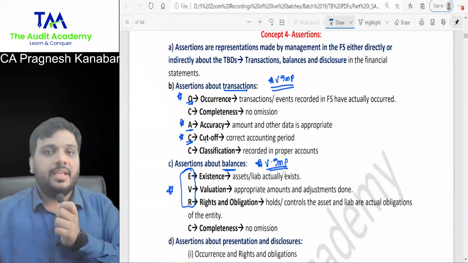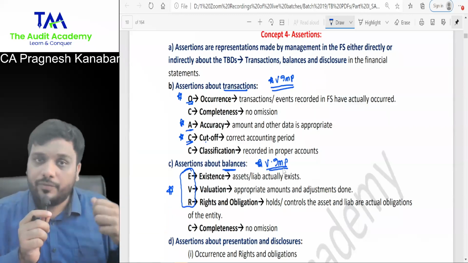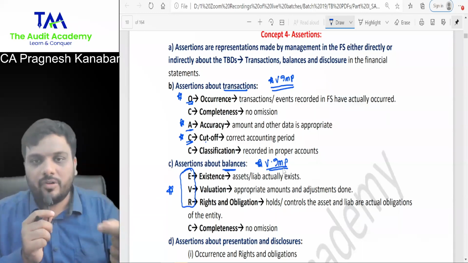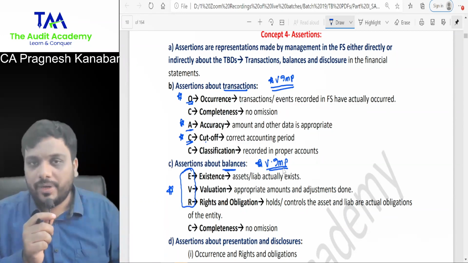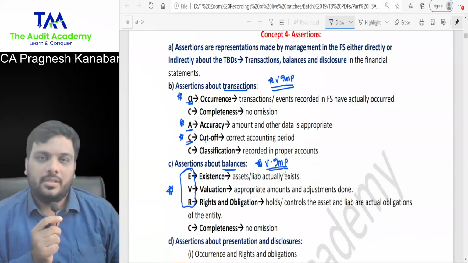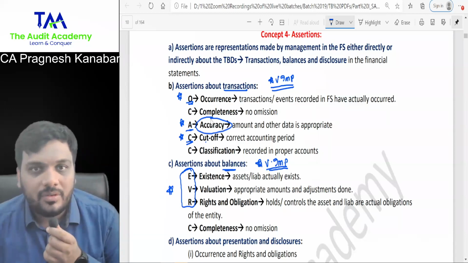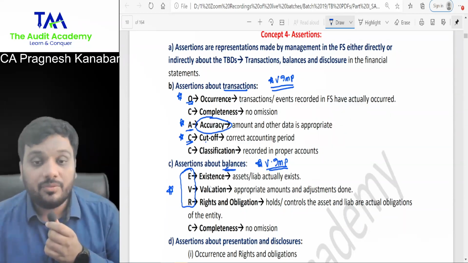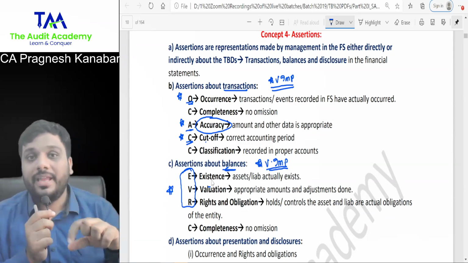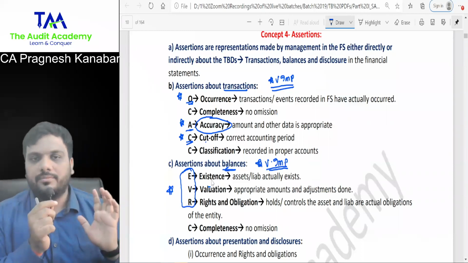Now, as on year end, let us say the recovery from you is doubtful. So I am creating 20 rupees provision. So 100 rupees was receivable from you minus 20 rupees provision. 80 rupees is your value. So in transactions, we verify accuracy of the amount. Whereas in balance, we do the valuation of the amount. One more time. In transactions, we verify accuracy of the amount. Whereas in balance, we do the valuation of amount.